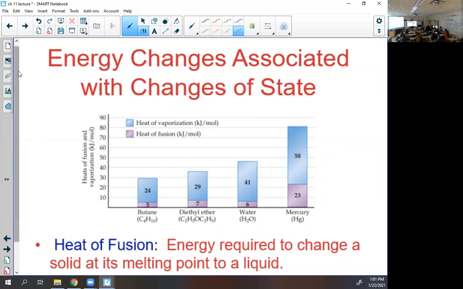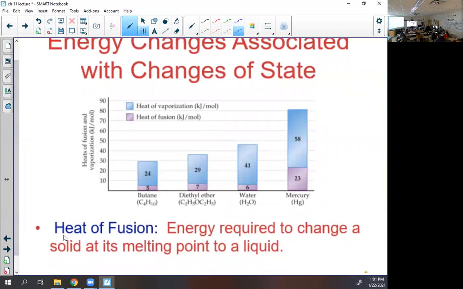Now, we just kind of said this. Heat of fusion, wasn't this one of your matching terms, maybe? It's the energy required to change a solid at its melting point to a liquid. It's kind of weird because fusion means you put together, but it's okay if you think about it in reverse. It was the process of coming together, and the energy would just be a negative sign versus a positive sign. So I know it's weird, but it's fine. It's when we change something to a liquid.